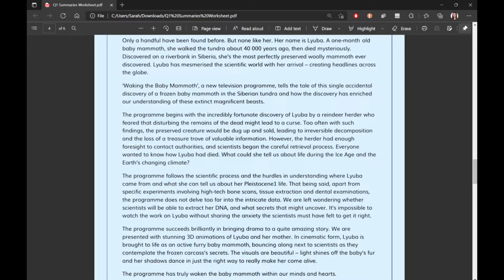It's impossible to watch the work on Lyuba without sharing the anxiety the scientists must have felt to get it right.